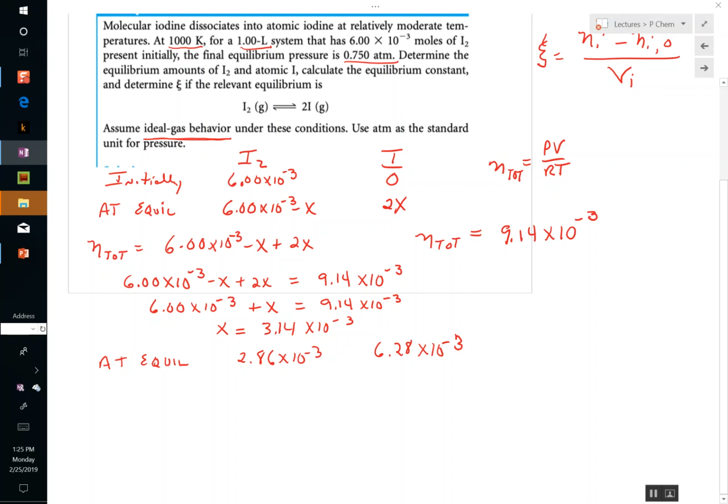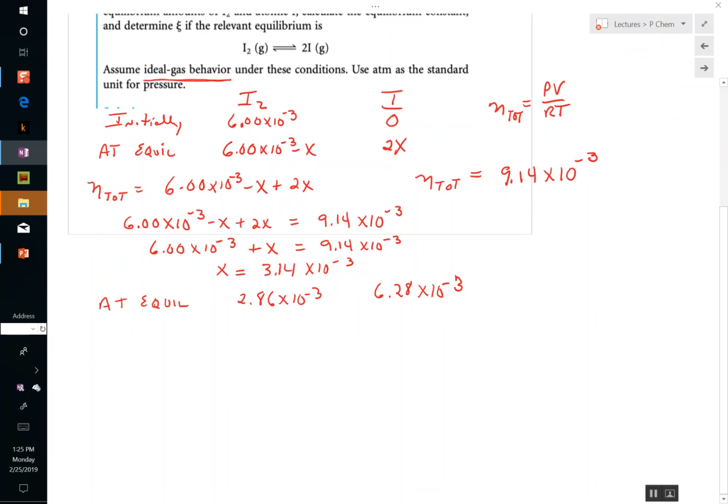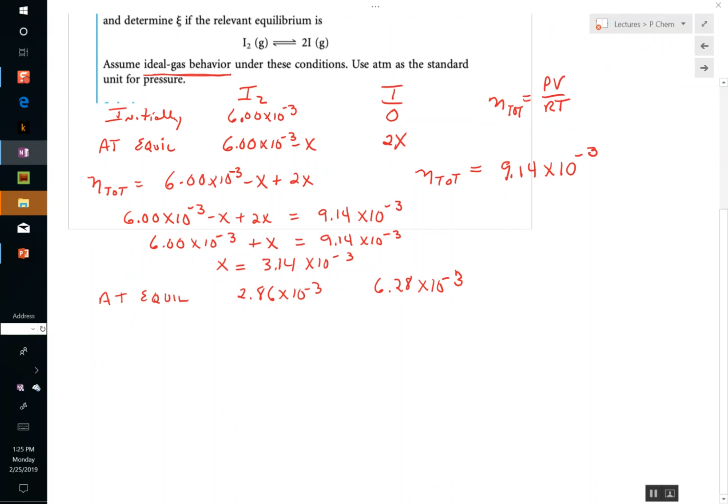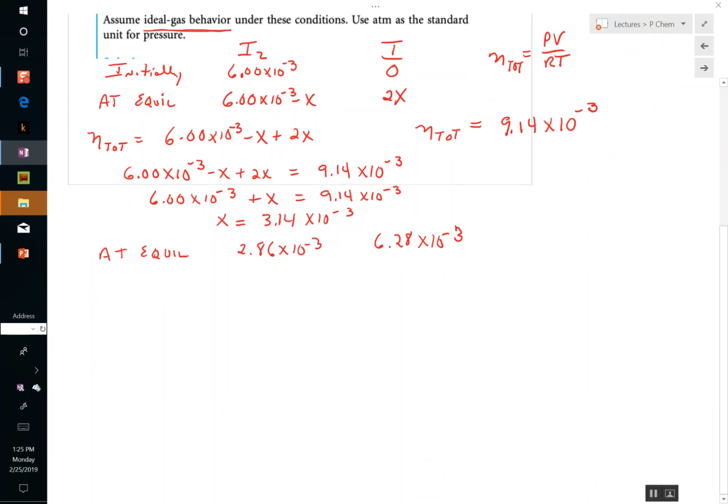Here we're starting with 6.0 times 10 to the minus third moles. Okay. So we have that, and then I'm just confused how we calculate K. Well, you got the extent? Oh yeah, 3.14 times something. Okay.